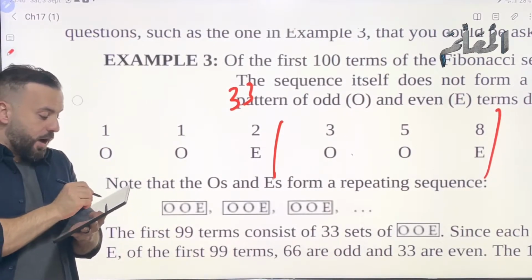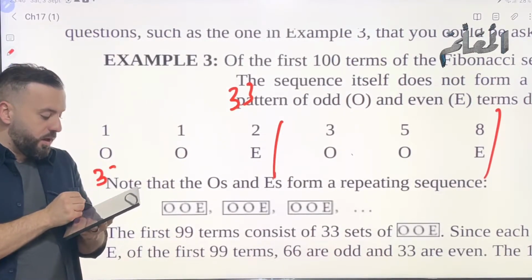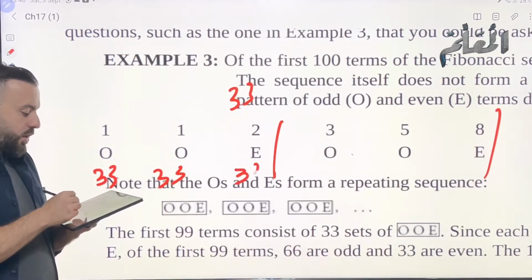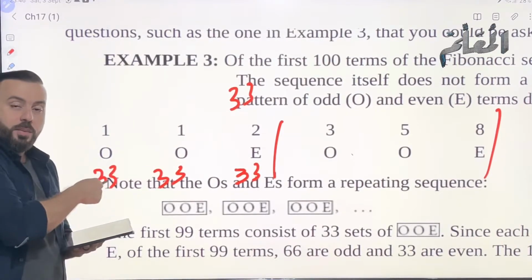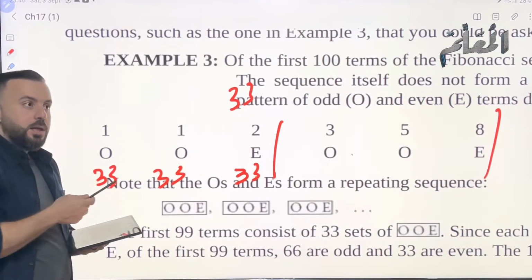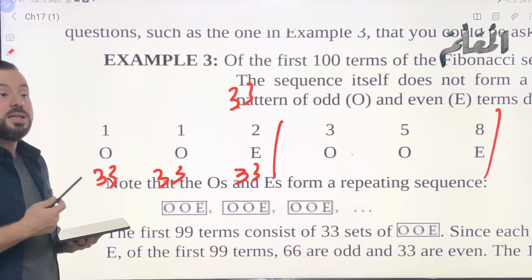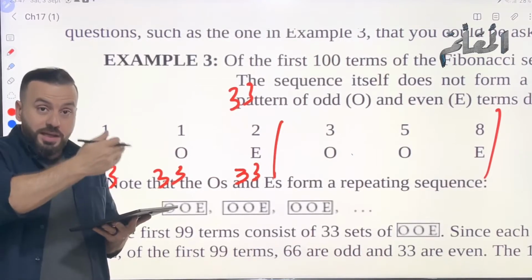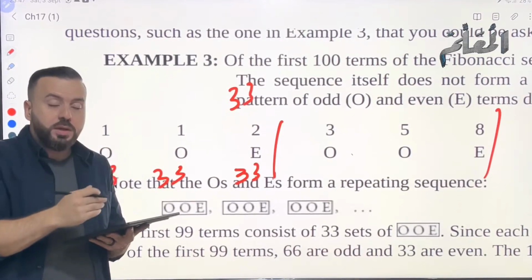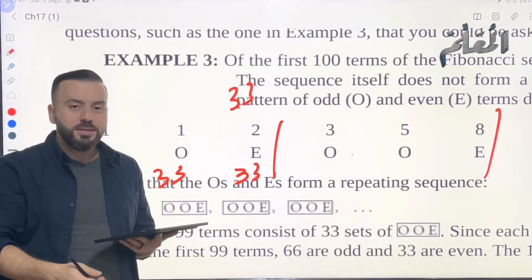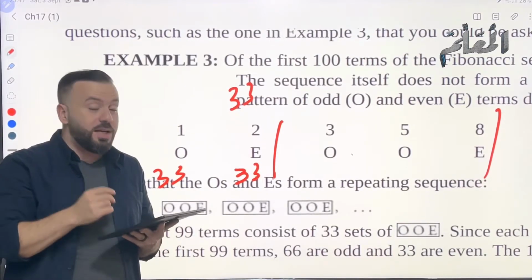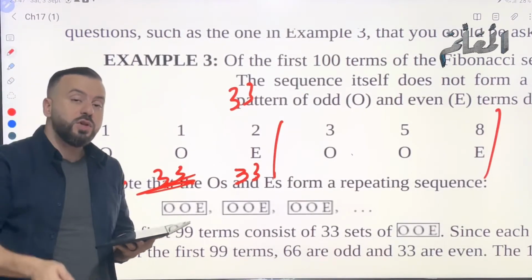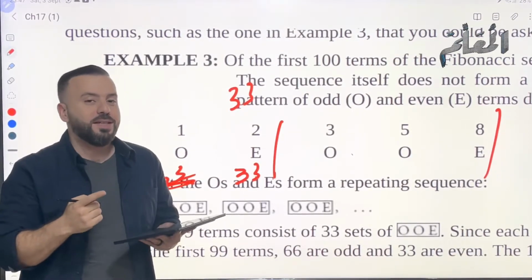So I can say now, till 99, there are 33 odd and there are 33 even. How many total odd do I have in my hand? 66. So of course, what is the 100th term? Odd, because the pattern is odd, odd, even. The 99th is even, so the 100th is going to be odd. So it's totally 33 plus 33, 66, plus the 100th term, which is odd, that's going to be 67.